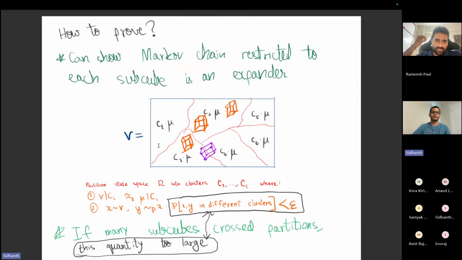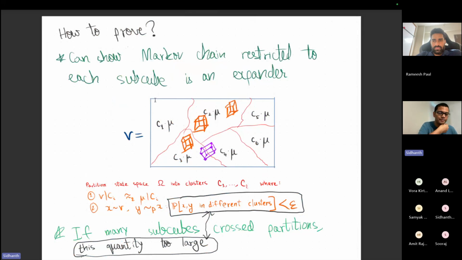And now, how are we going to show this? So I claim it's going to be a consequence of the fact that if you look at the Markov chain P that we started with, like the Glauber dynamics Markov chain, the one whose stationary distribution was uniform on all independent sets, the claim is this Markov chain, restricted to each subcube, has good expansion.